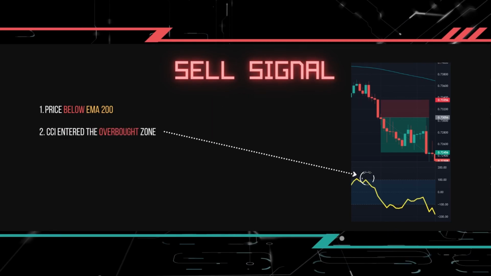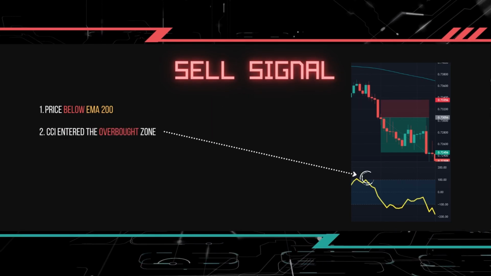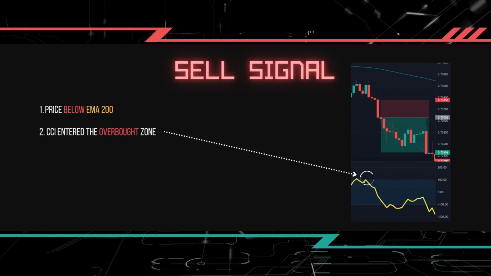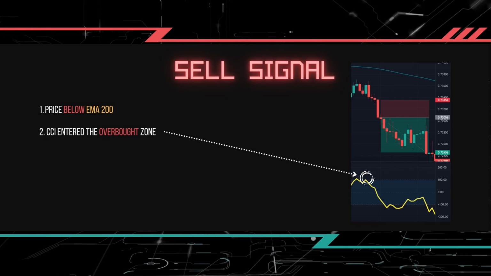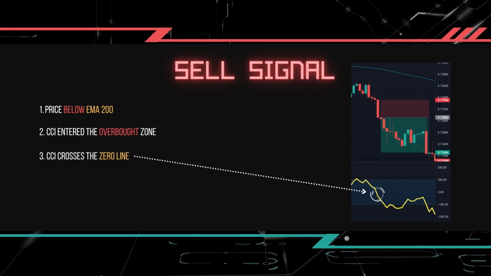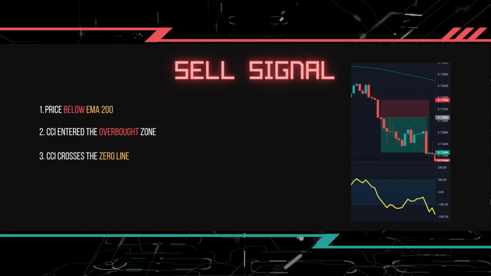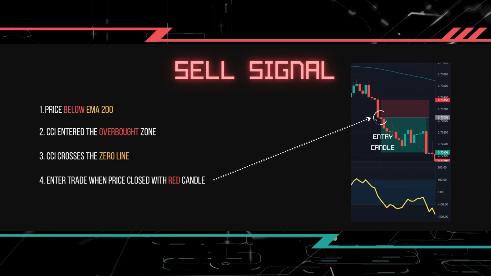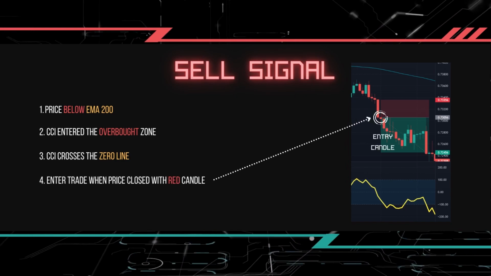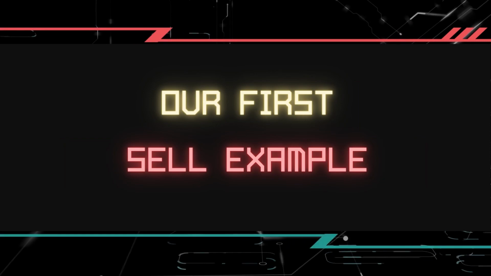Second, we wait for the CCI value to enter and exit the overbought level. This will show that the price is starting to make a reversal move. Third, the CCI value needs to cross the zero line. Finally, we will enter a sell trade at the close of the candle. Let us go through some examples to see how it is being traded in the real market.